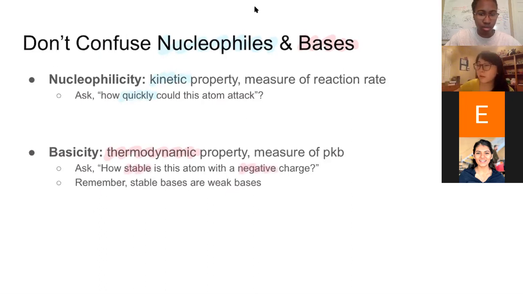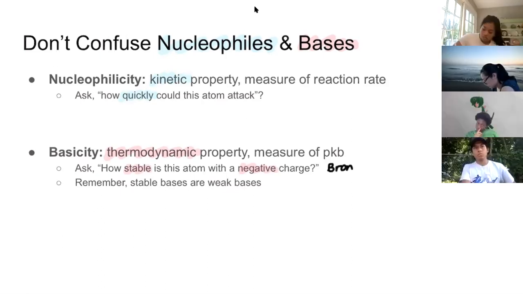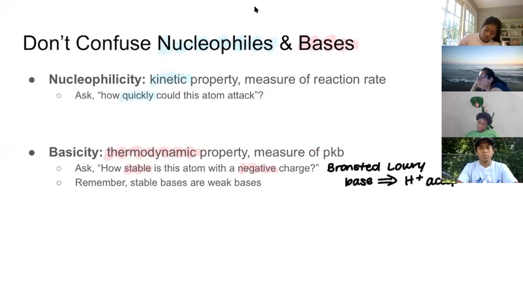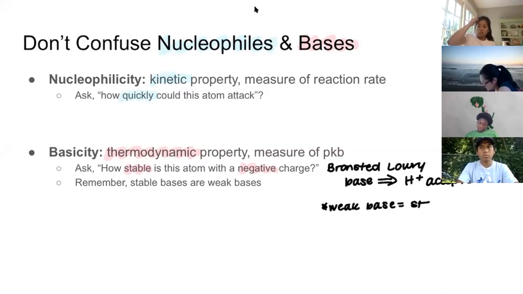And if you remember the Bronsted definition of a base, that's going to be an H plus acceptor. So a weak base is going to be more stable with negative charge, aka it's less likely to take the H plus.